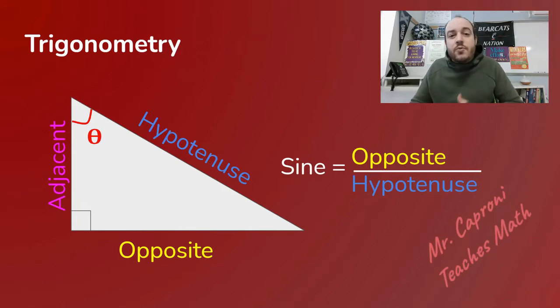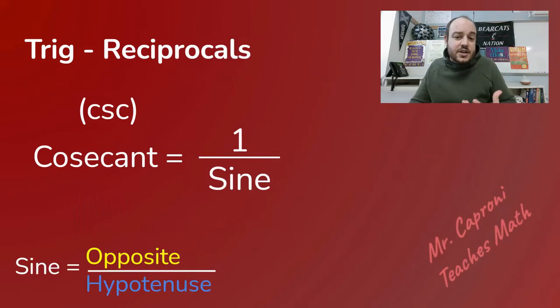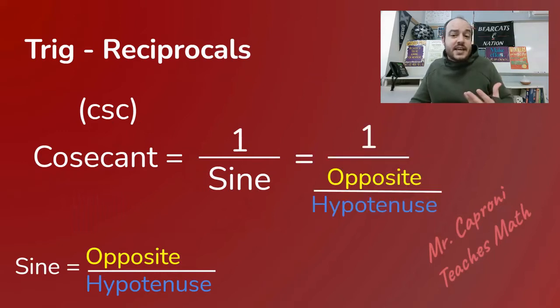hypotenuse side. Well, the reason that these are called reciprocal functions is because it's actually just the reciprocal of the sine function, which means it's essentially a new fraction with one on top and the old fraction on the bottom. So remember, that old sine fraction was just the opposite over the hypotenuse. So in reality, what we're saying is cosecant is just 1 over the opposite divided by the hypotenuse.